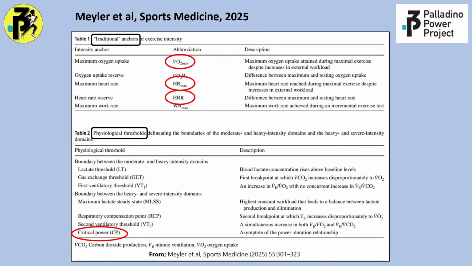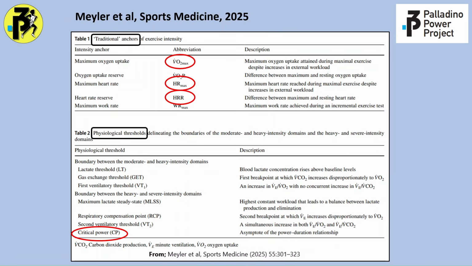And then lastly, Myler, who I mentioned earlier, the 2023 article, the 2025, just recently, actually came out and did another study and listed the traditional anchors like VO2 max or heart rate max or heart rate reserve, which incorporates heart rate max, as traditional anchors, and these are the no-goes versus the physiologic thresholds, which identify the phase transition between moderate and heavy, which I listed in that previous slide, or the phase transition between heavy and severe, which are listed here, also listed on the slide, and includes critical power.